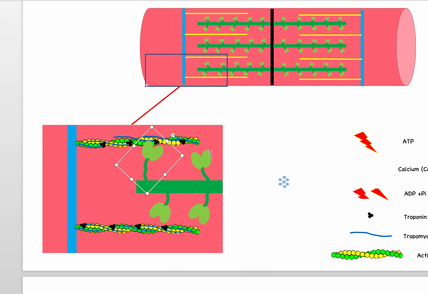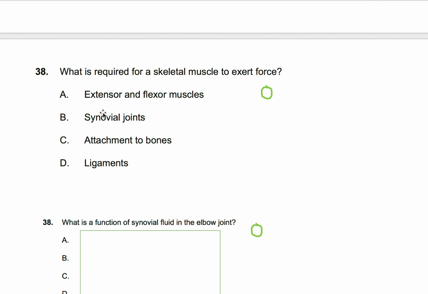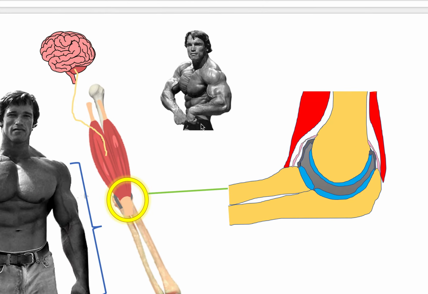Okay, so definitely not A or B. How about C? Attachment to bones. So this is the right answer. It is required that skeletal muscles attach to a bone for force to be able to happen.